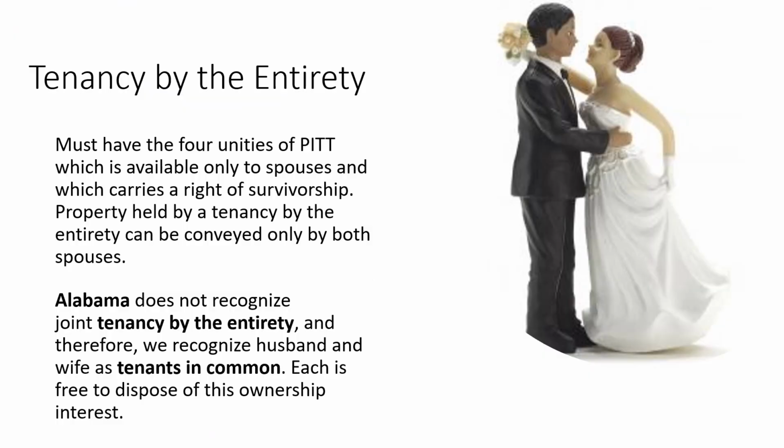Tenancy by entirety must have the 4 unities of PITT, which is available only to spouses and which carries the right of survivorship. Property held by a tenancy by the entireties can be conveyed only by both spouses. Alabama does not recognize joint tenancy by the entireties, and therefore we recognize husband and wife as tenants in common. Each is free to dispose of this ownership interest.